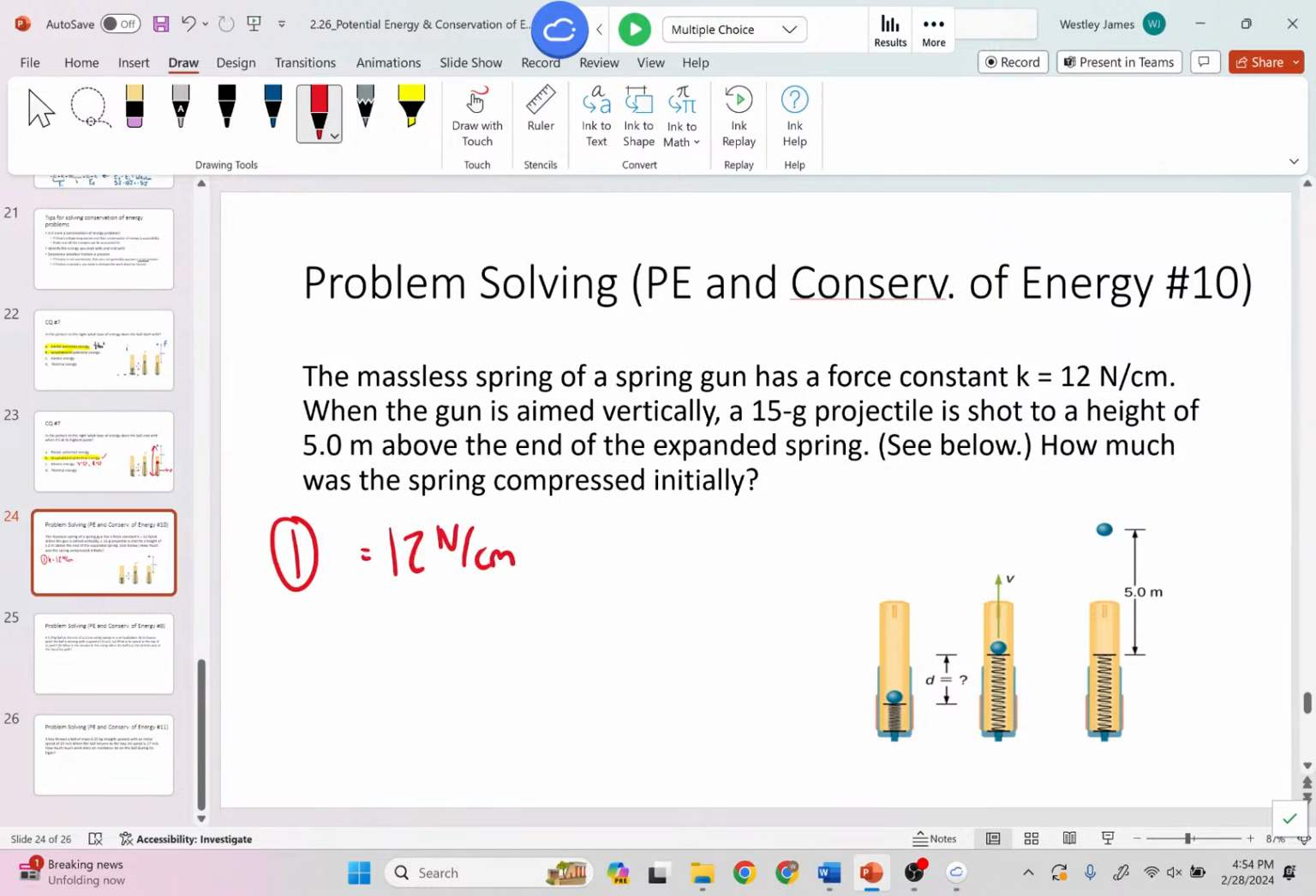I want you all to spend a few seconds thinking about, should this be 1,200 newtons per meter? Or should this be 0.12 newtons per meter? So think about which way I should go. If I need to convert this from newtons per centimeter to newtons per meter, will it get bigger by 100, or will it get smaller? Will I divide by 100 or multiply by 100? Spend a few moments. Think about what you think it'll be.